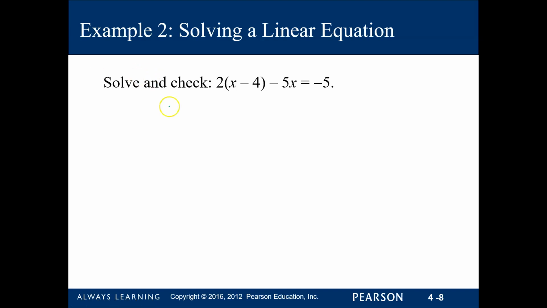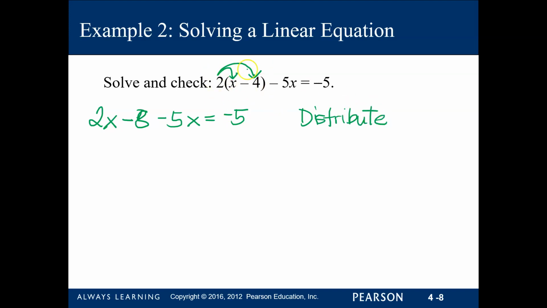So let's have this example. We have 2 times the quantity x minus 4, minus 5x, is equal to negative 5. Again, the first step will always be to check if we have any grouping symbols. Yes, we do. So we will need to distribute 2 to this group here. We will have 2x minus 8, since 2 times negative 4 is negative 8, minus 5x is equal to negative 5. Again, what we did here was distribute to the group.